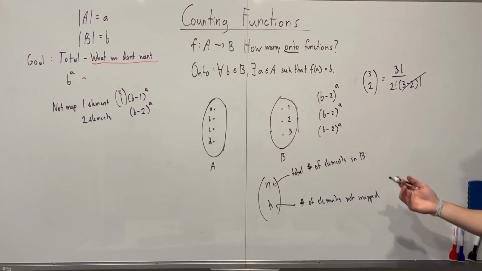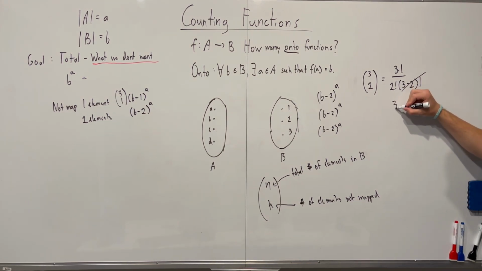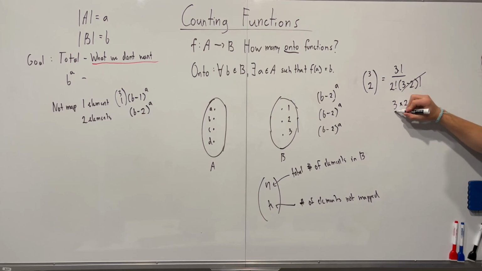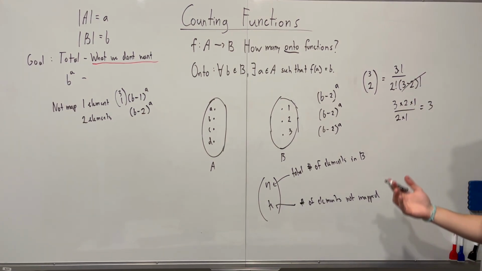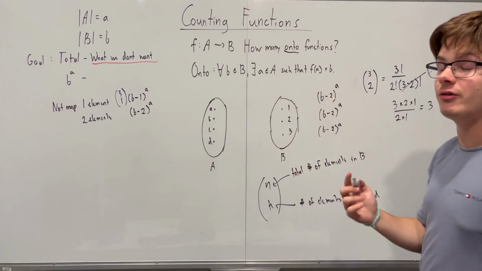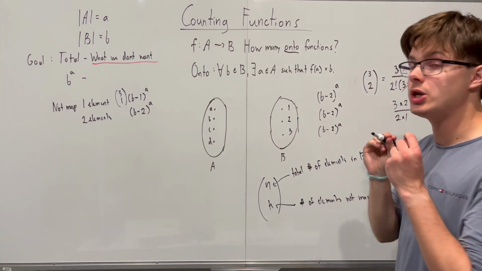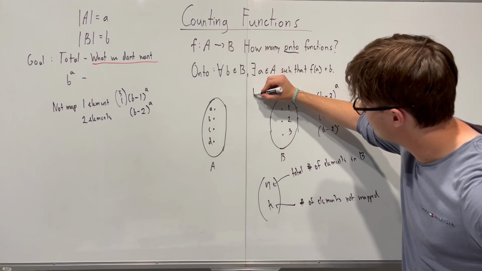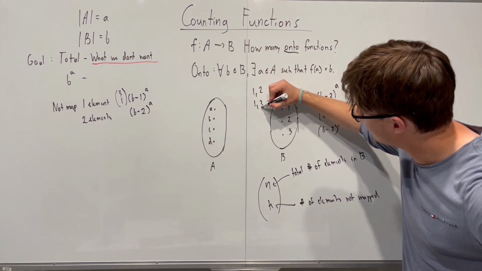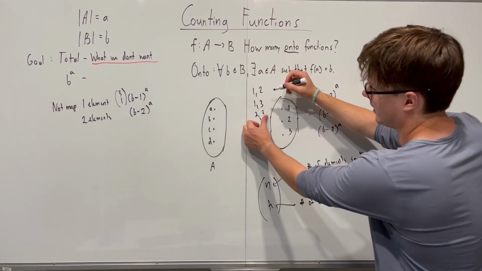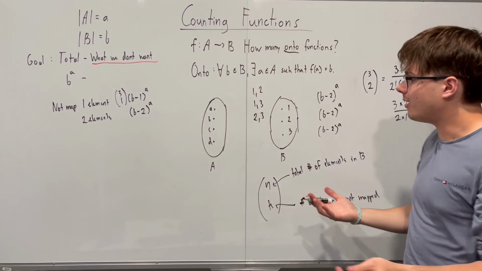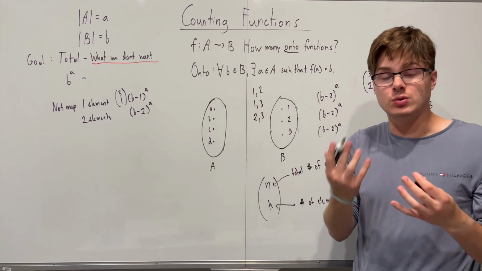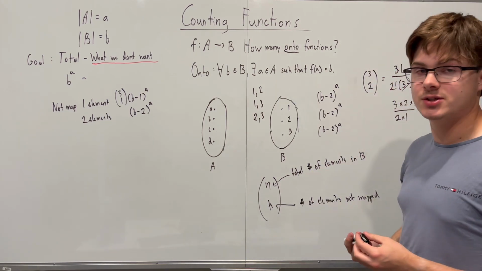Now this is just 1 factorial, which is 1, so we're going to ignore that. So it's really 3 times 2 times 1 over 2 factorial, which is 2 times 1, which is going to equal 3, which makes sense. The only combinations of 2 elements you can choose not to map something to are 1 and 2, 1 and 3, and 2 and 3, right? Those are the only combinations of the 3 numbers you can choose 2 of that you're not going to map something to.